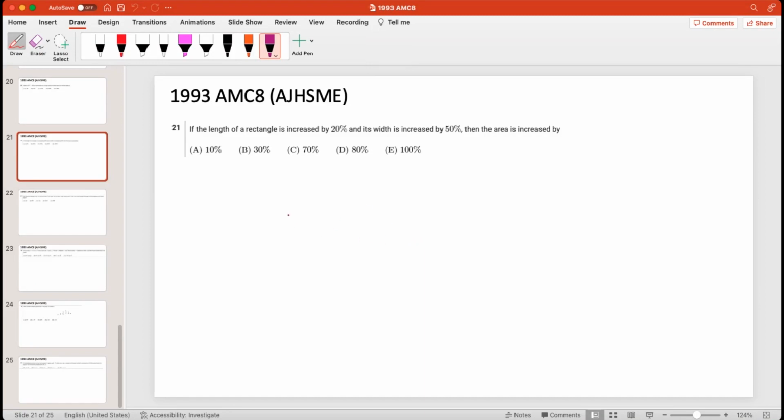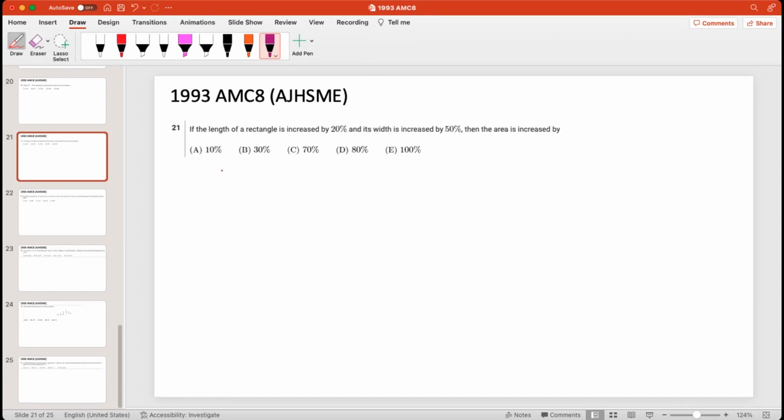Okay, so let's go to question number 21. If the length of a rectangle is increased by 20% and its width is increased by 50%, then the area of the rectangle is increased by. So it's simple, right? Suppose the length and breadth are x and y.